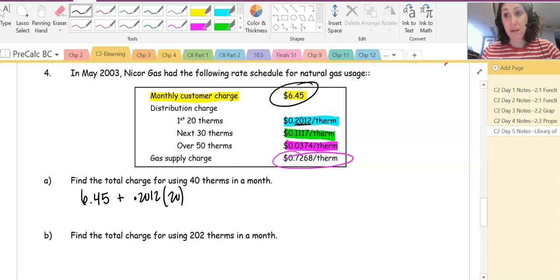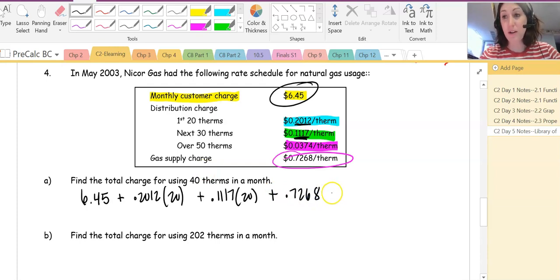How many therms should we be paying for total? 40, right? So we paid for 20 of them. Now there's 20 more that we have to pay at this new rate. Again, it's 20 more because there are 40 therms total. 20 therms got the first rate, and then the remaining 20 therms got this next rate. But wait, there's more. There's also the gas supply charge. And the gas supply charge is paid on your total number of therms. So this is going to be multiplied by 40.